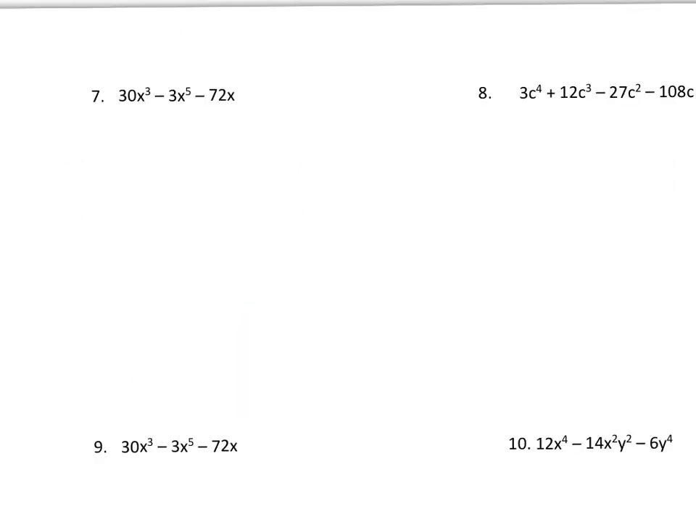All right, so if we take a look at number 7, what you'll notice right away is we have to rearrange our terms in standard form. The exponents are not going in descending order. So this is the term with our biggest exponent, and we're going to write that first. Make sure to keep the negative with this term, so this will be negative 3x to the 5th.